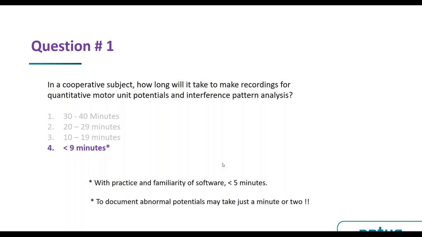Long time ago, it used to take us about 30 to 40 minutes because we used to do all these procedures manually. But over time, the instrumentation has improved. We have got automated algorithms. You have the ability to save signals and review them. And as a result, the time is far less. But for some reason, there is a general perception that quantitative analysis is a very, very time consuming process.